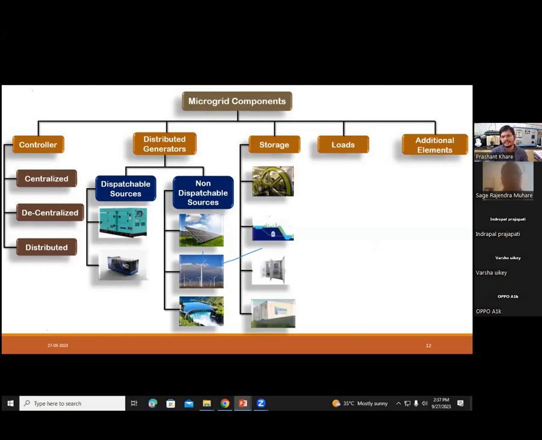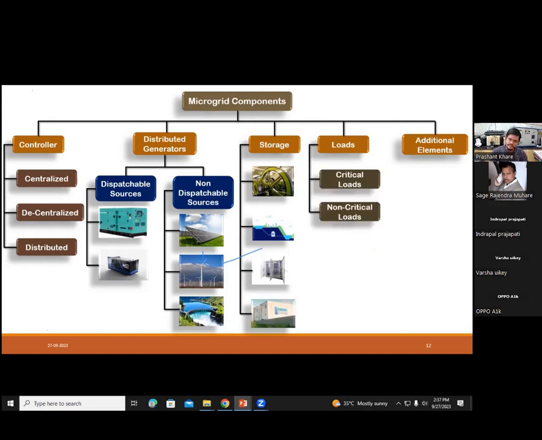Storage is also of many types, like flywheel storage, pump storage, supercapacitors, and battery bank. Battery bank and pump storage are very popular, but these days supercapacitor is also very popular because of its capability to handle transients in power. I think you are all aware of these terms because you are in third year or final year. So what load do we have?